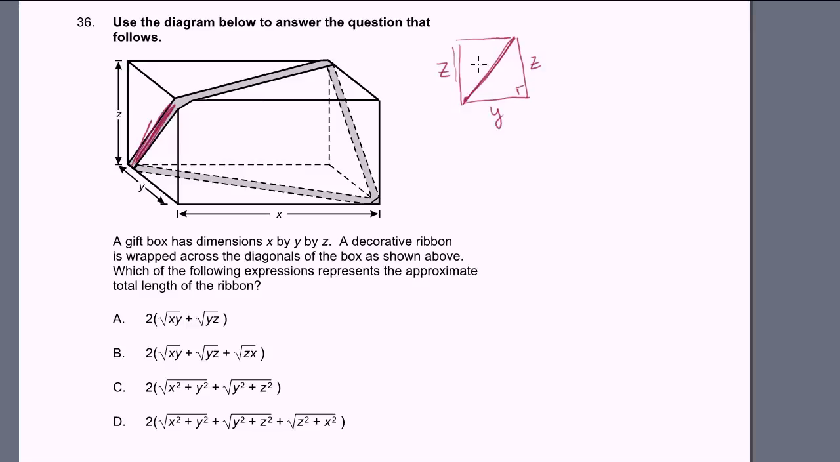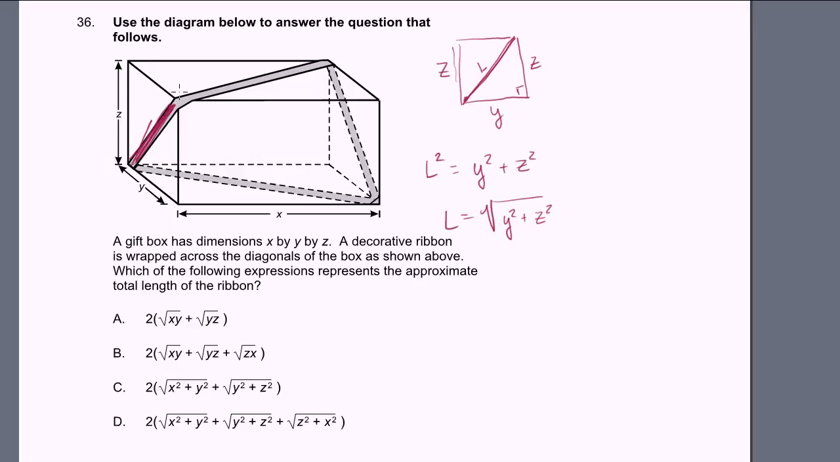So the length squared is equal to y squared plus z squared, or the length is equal to the square root of y squared plus z squared. That's this length right here.